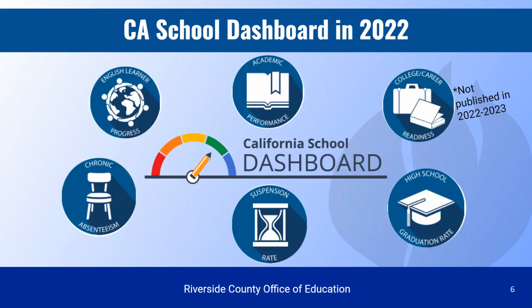On the December 22 dashboard, only state indicators were used to determine eligibility for assistance. Local indicators were not used due to the lack of 2 years of data. Additionally, the college career indicator was not available on the 2022 dashboard, since high school seniors in the 21-22 school year did not take Smarter Balanced assessments during their 11th grade year in 2021. Assessment results are part of the college career indicator. The college career indicator will be published again in December 2023.